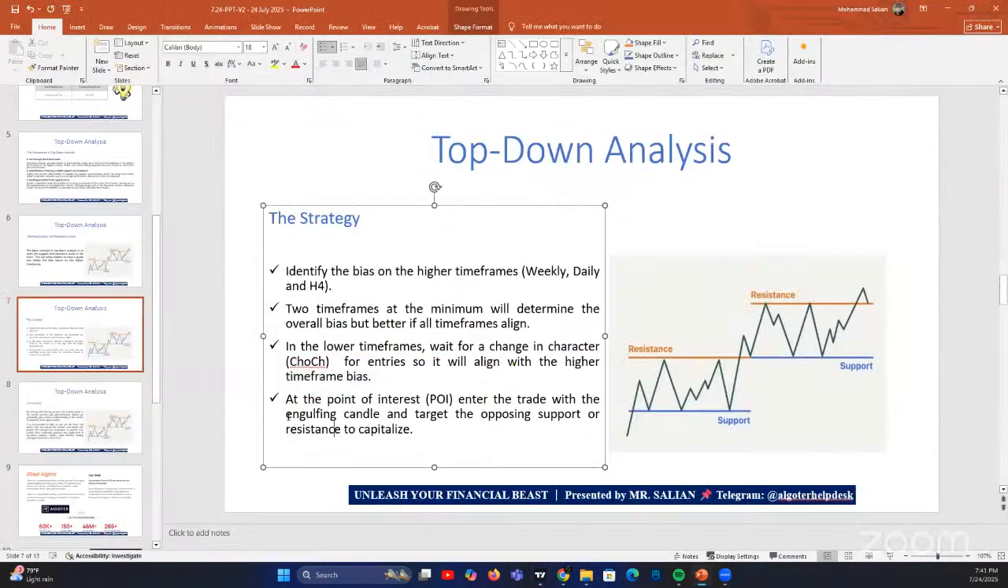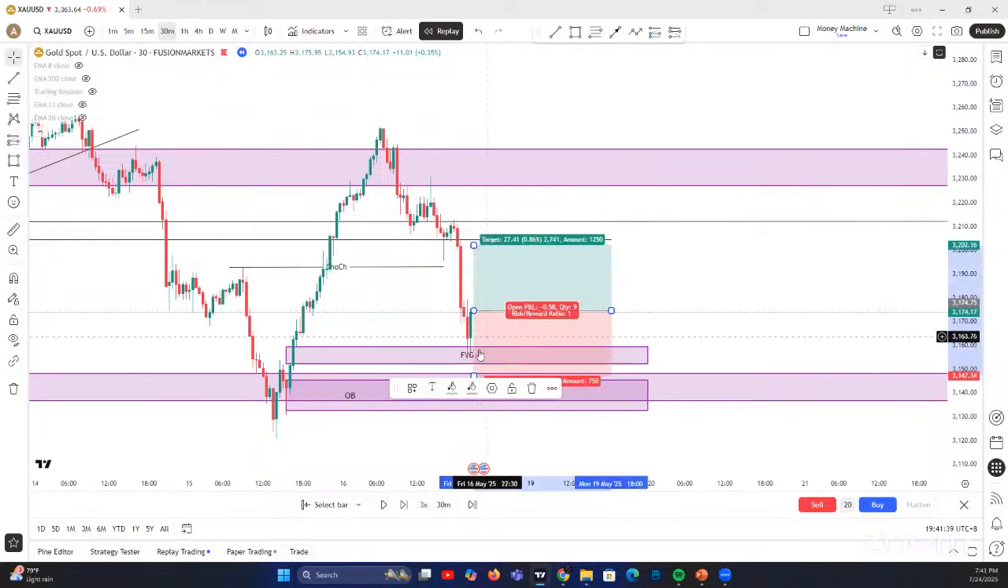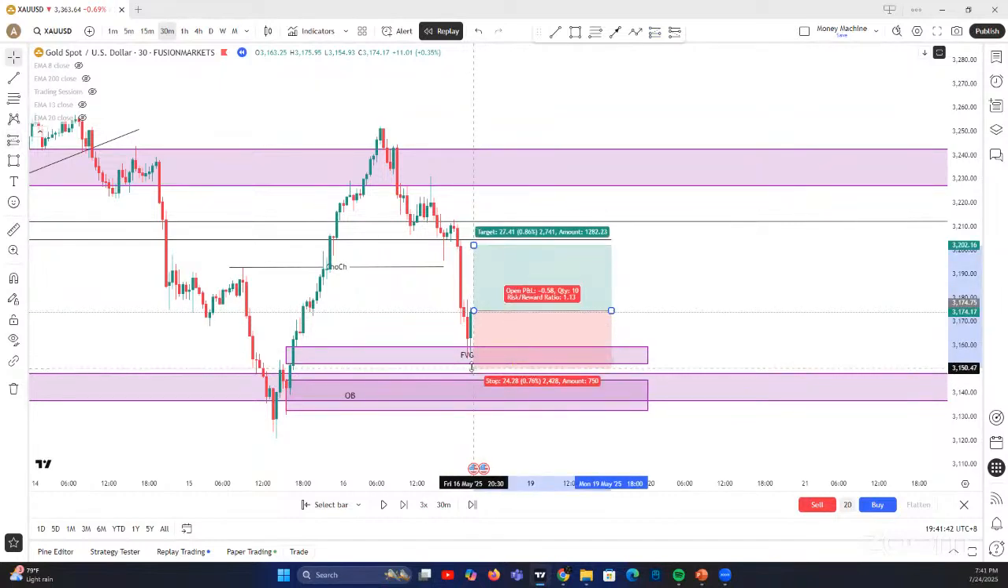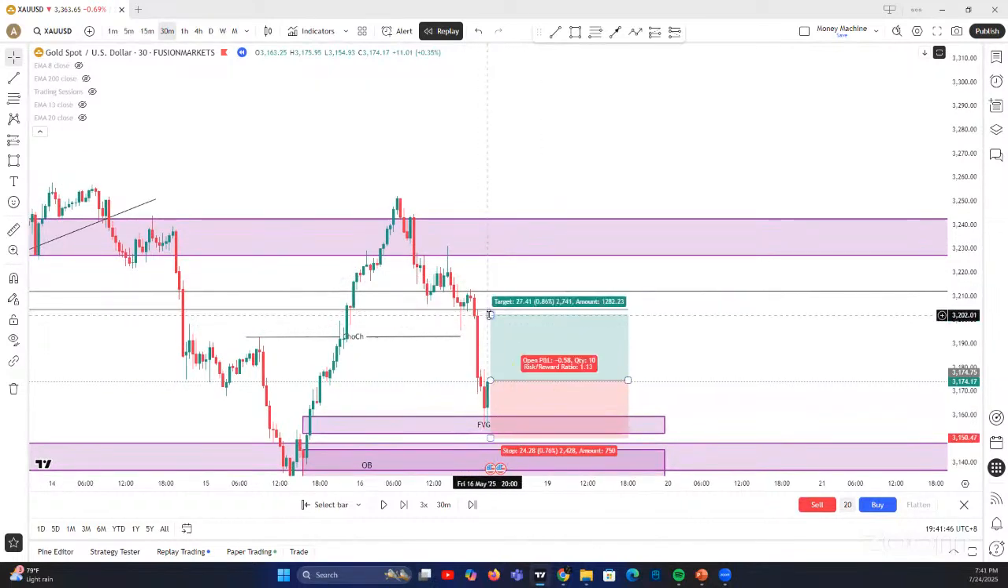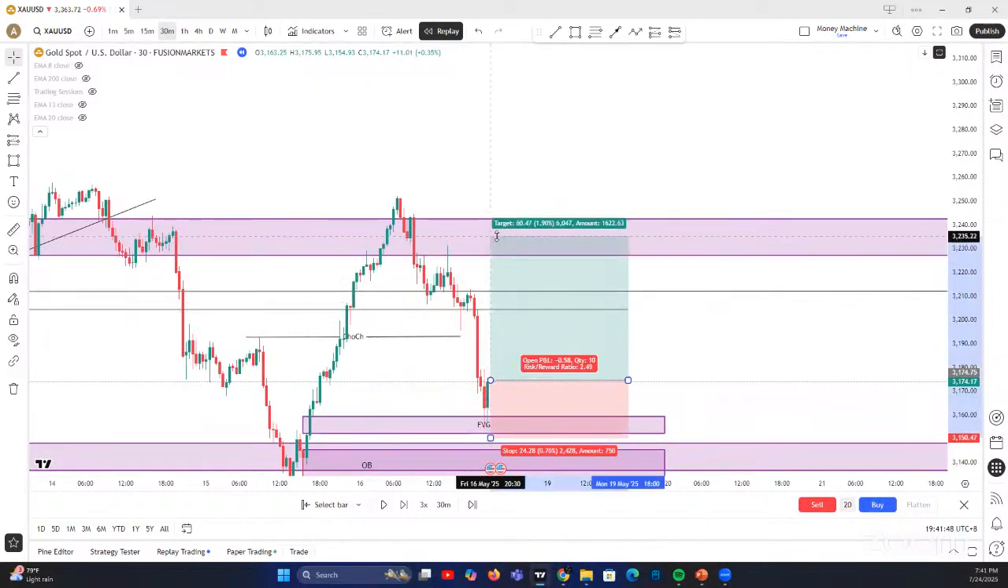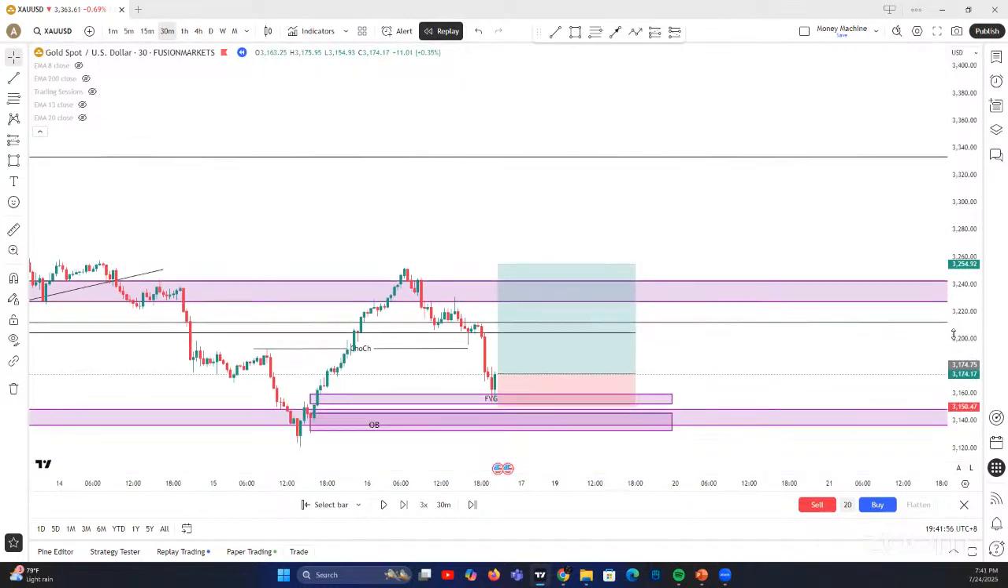You can trade with the engulfing candle and target the opposing support or resistance to capitalize. That's it. Get your buy positions there. Stop loss below this FVG or 50 pips, whatever is best. And target this resistance here or this high here. This high is here. You see, fresh Malaysian SNR, fresh. Price will go there.